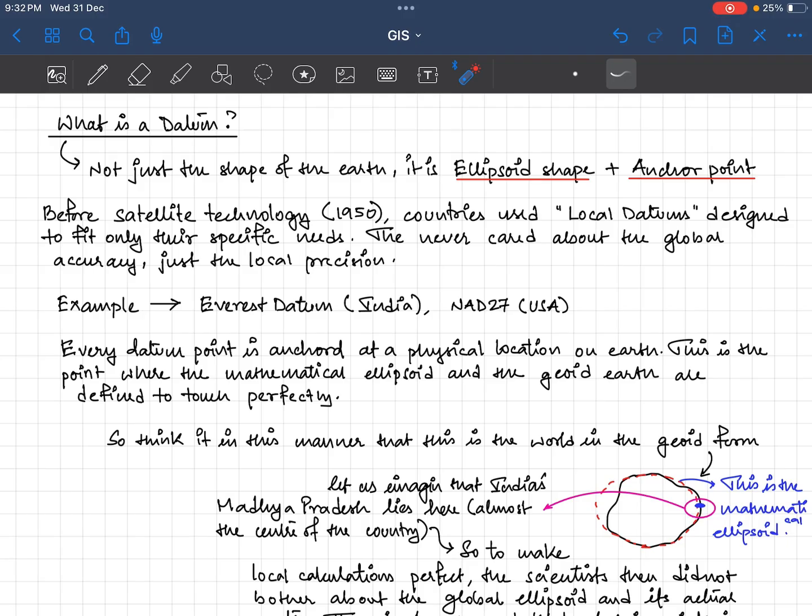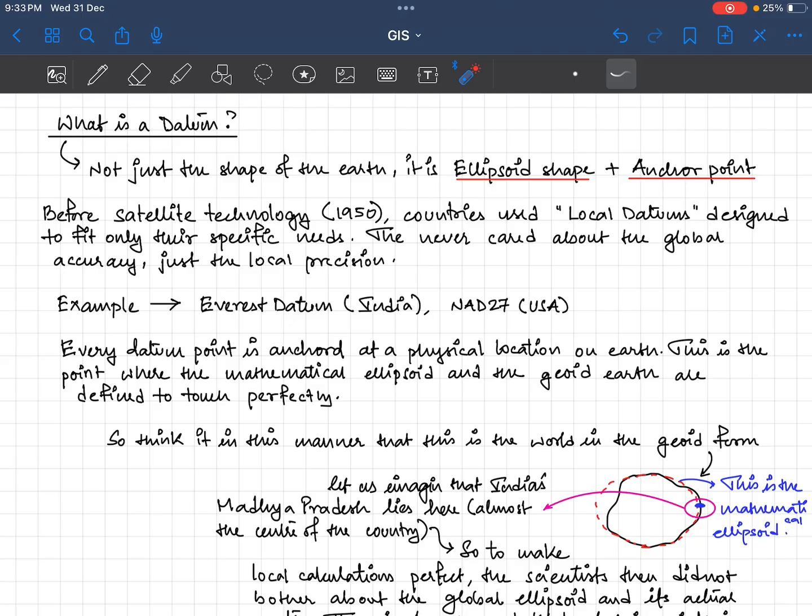Okay. Now, why there? Let's imagine this to be our India, and this is the actual shape of the Earth, and this is the ellipsoidal approximation. Now, at this point here, and by the way, this is actually Madhya Pradesh. Okay. So at this point, scientists believed that the actual surface of Madhya Pradesh and the ellipsoidal surface kiss each other. I would use this word, kiss each other, at this point.